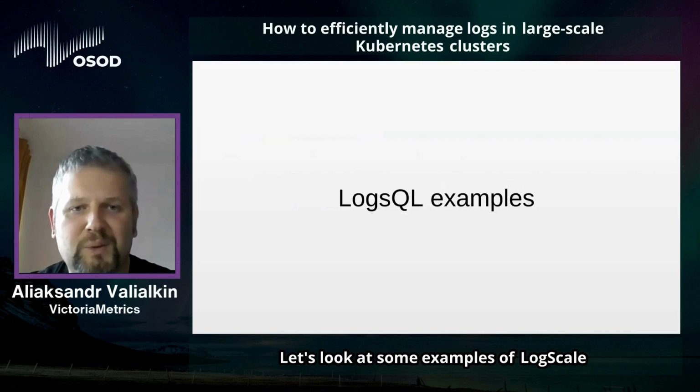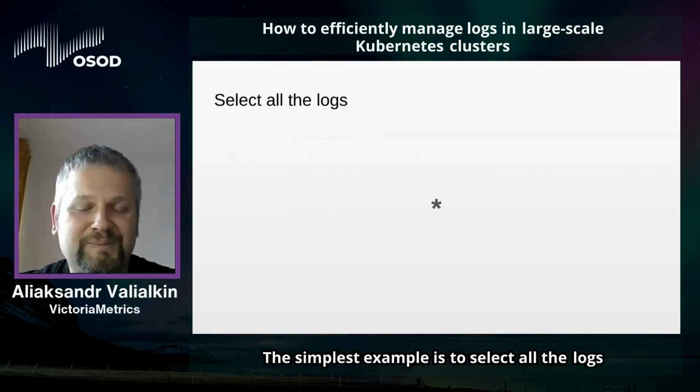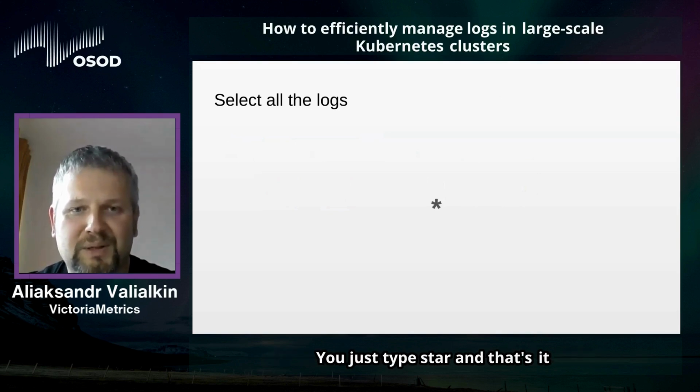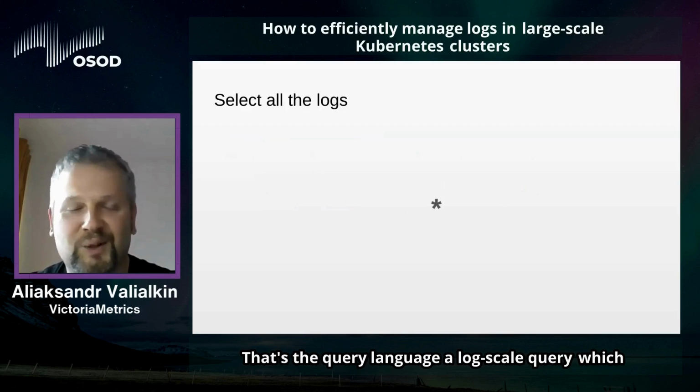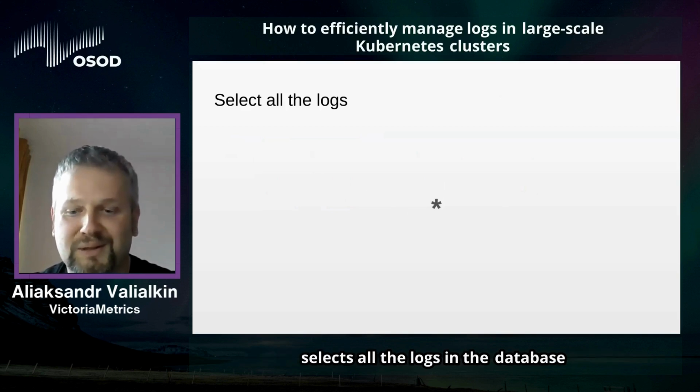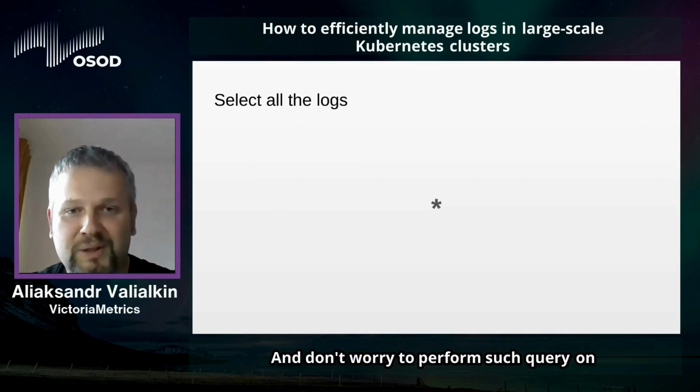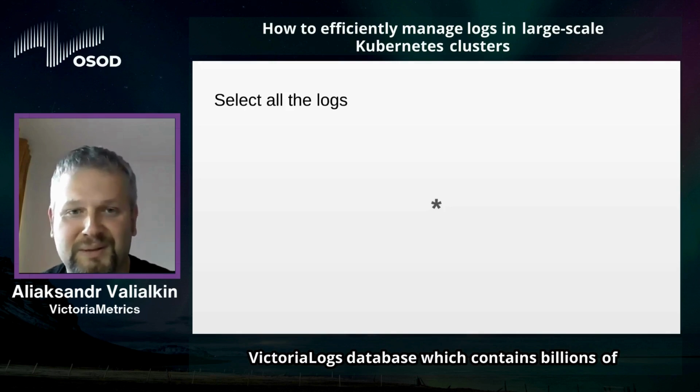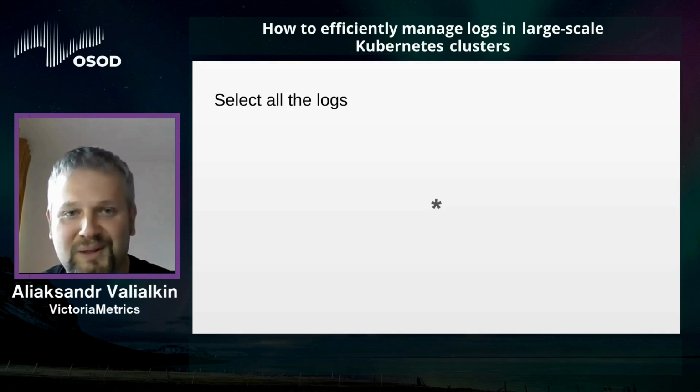Let's look at some examples of LogsQL. The simplest example is to select all the logs. You just type star and that's it. That's a LogsQL query which selects all the logs in the database. And don't worry about performing such a query on a VictoriaLogs database which contains billions of logs.